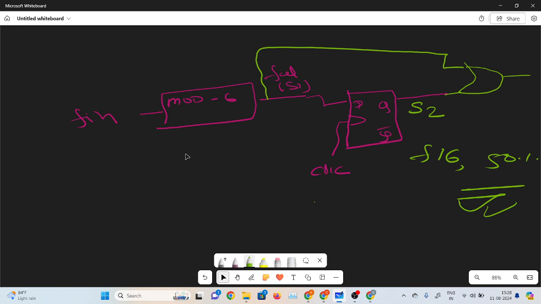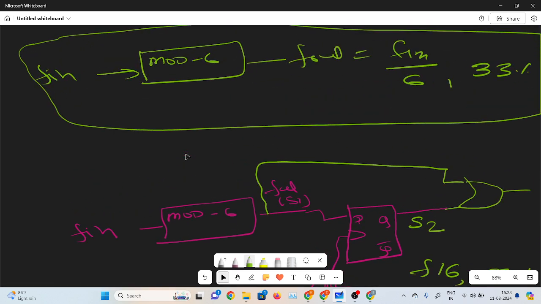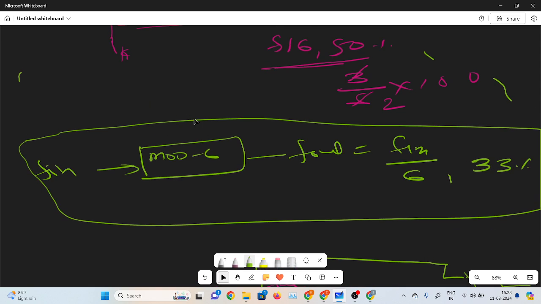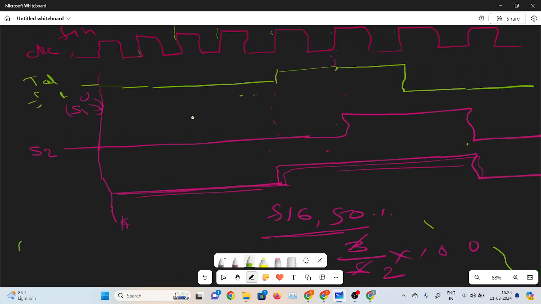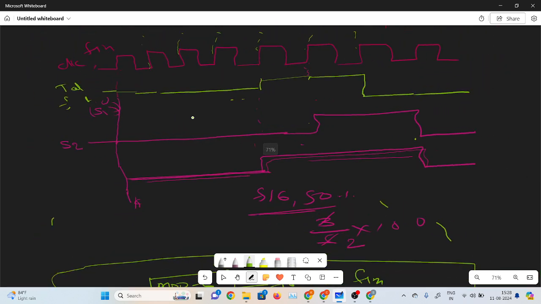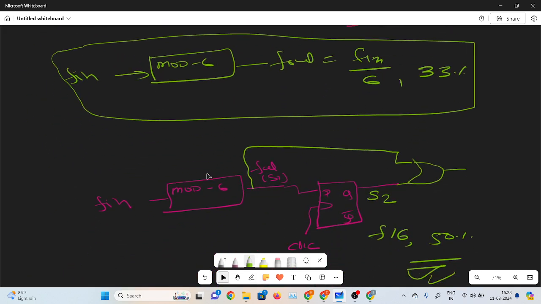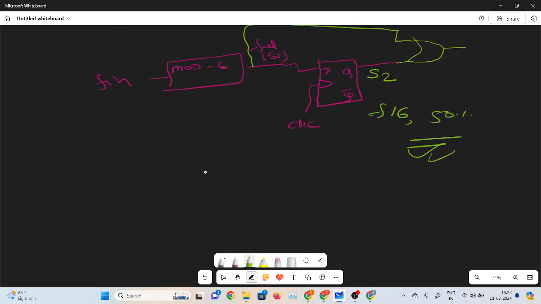50% duty cycle means on time and off time should be the same. For this graph, on time and off time are the same. Here we can see this is the on time, this is the on time, and the off time is the same. If we draw further clock pulses and consider the time period, it will be the same on time and off time. Here you can also see. So this is the complete f by 6 circuit with 50% duty cycle.